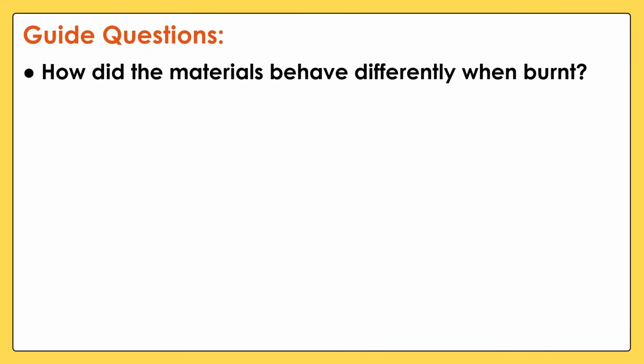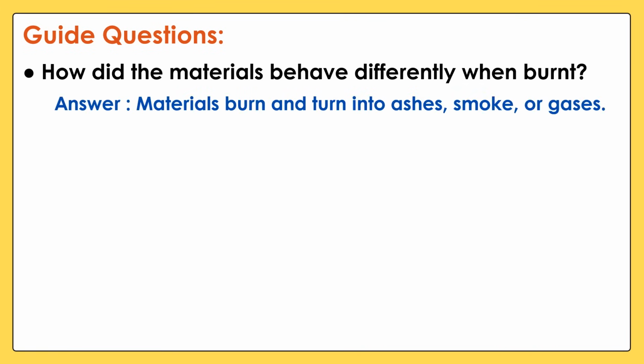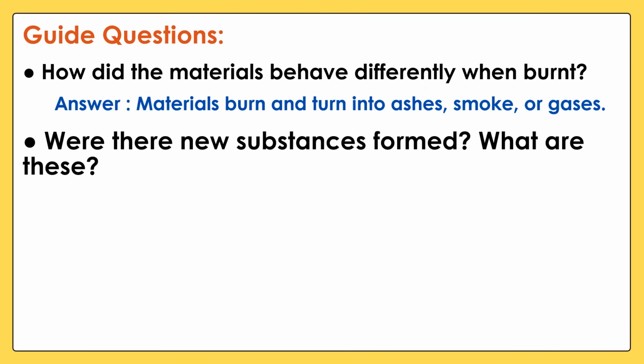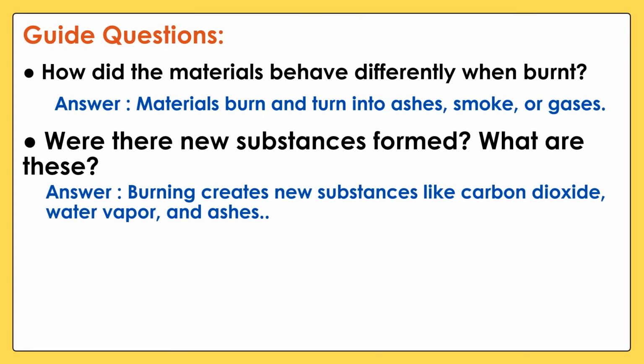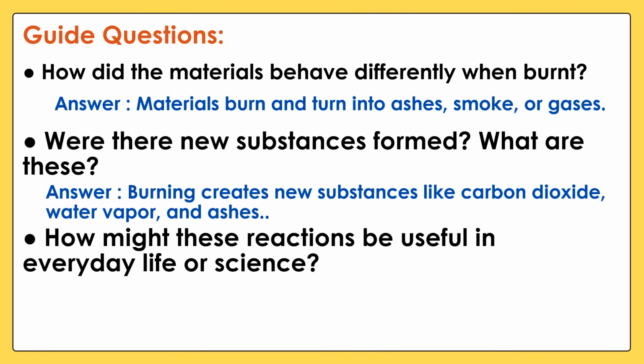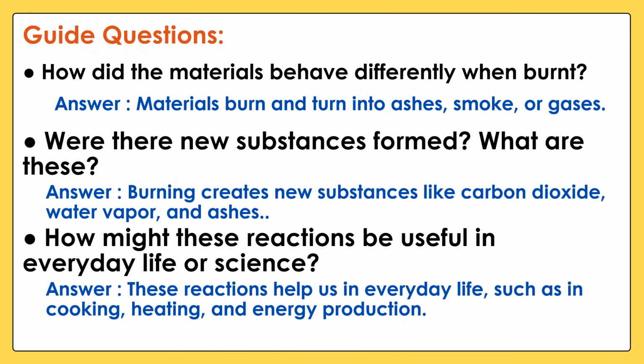Third question, how did the materials behave differently when burned? Here's the answer. Materials burn and turn into ashes, smoke, or gases. Fourth, were there new substances formed? What are these? Answer: burning creates new substances like carbon dioxide, water vapor, and ashes. And fifth, how might these reactions be useful in everyday life or science? And here's the answer. These reactions help us in everyday life, such as in cooking, heating, and energy production.